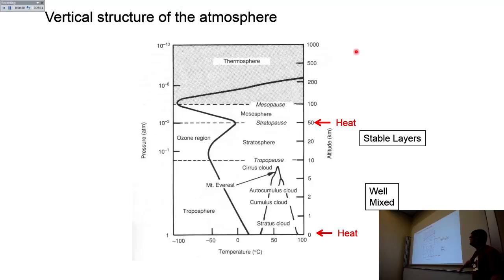So the atmosphere can be described as having a number of layers. There's the troposphere, which is the bit nearest the ground. That's where most of the mass of the atmosphere is. As you go further and further up, the density of the atmosphere gets lower and lower.